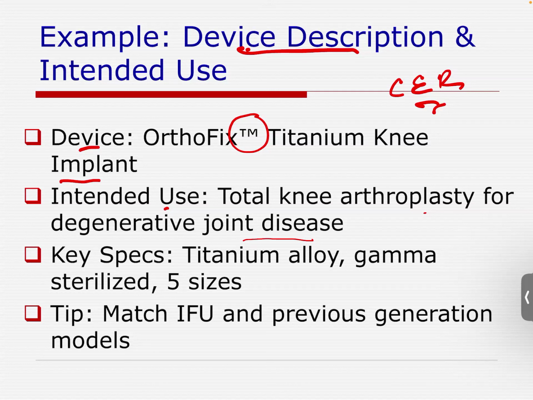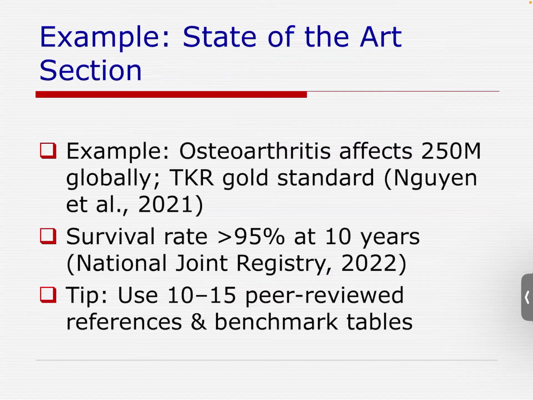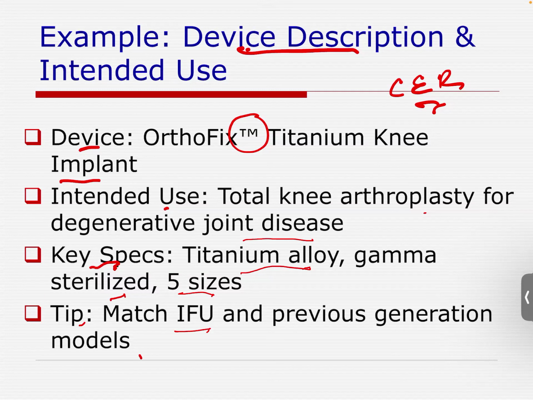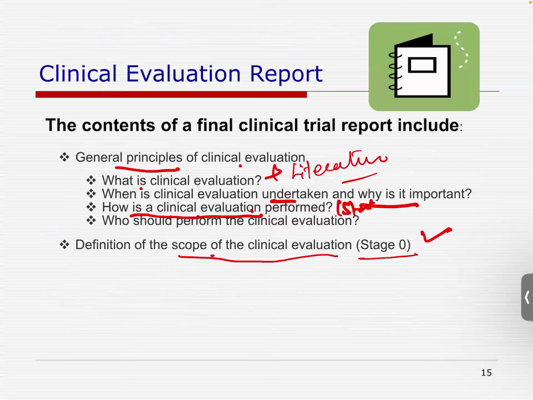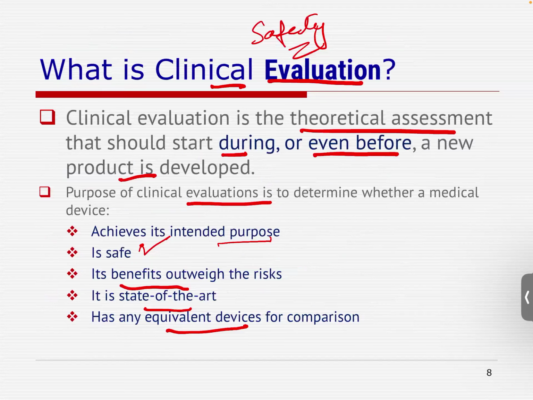What are the key specifications? This metal is used, gamma sterilized, 5 sizes are available. What is the tip? Match the IFU, instructions for use, and previous generation models. So this is one example. I showed you another example. If we wanted to take the state of the art section, I showed you the content of our evaluation report is different. If I wanted to take you back, because it should be clear. So see, these are the different purposes of the report, where it is.